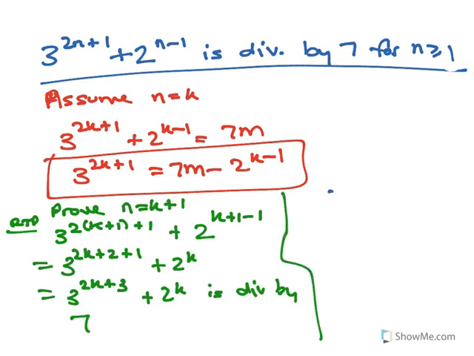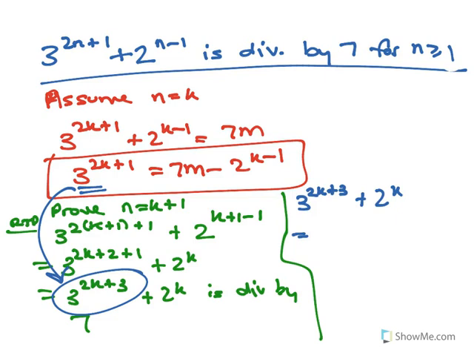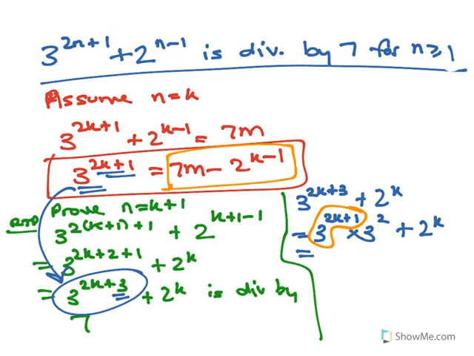Okay, so now what we need to do is sub this in to here somehow. So we need to take this part, which is 3 to the 2k plus 3 plus 2 to the k, and break it up. So it is 3 to the 2k plus 1, because that's what we need to get from that one, times 3 to the 2, because 1 plus 2 is 3. And you want the indices to go back to be the same thing, plus 2 to the k. So in place of this here, we can now put that. So that's 7m minus 2 to the k minus 1, times 3 to the 2, plus 2 to the k.